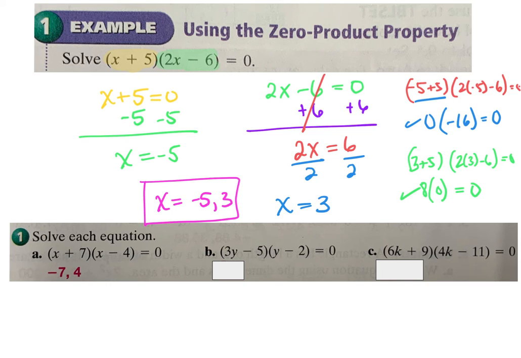You should have gotten -7 and +4 when you solved those. For B, 3y minus 5 and y minus 2, you would have gotten 5/3 and 2. And for the last one, 6k plus 9 and 4k minus 11, negative 3/2 and positive 11/4. So you do have to reduce the negative 9 over 6 when you get that one. Any questions on those three? Anybody need to see them?